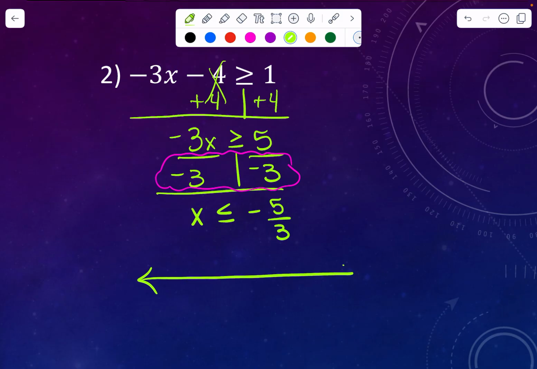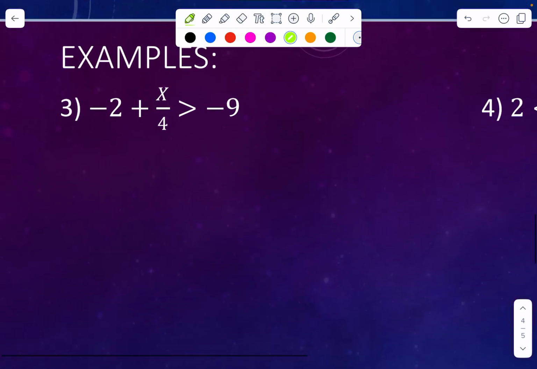We don't need to divide it. It doesn't simplify anymore, so we're just going to leave it. So negative 5/3, 0, and 5/3. So here we're going to put a solid dot because I can equal it at negative 5/3. And then it says x is less than that because we flipped that inequality because we divided both sides by the negative 3.